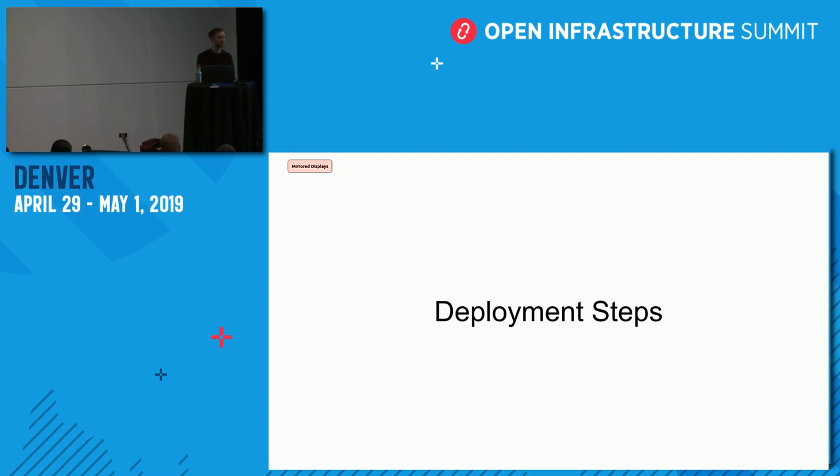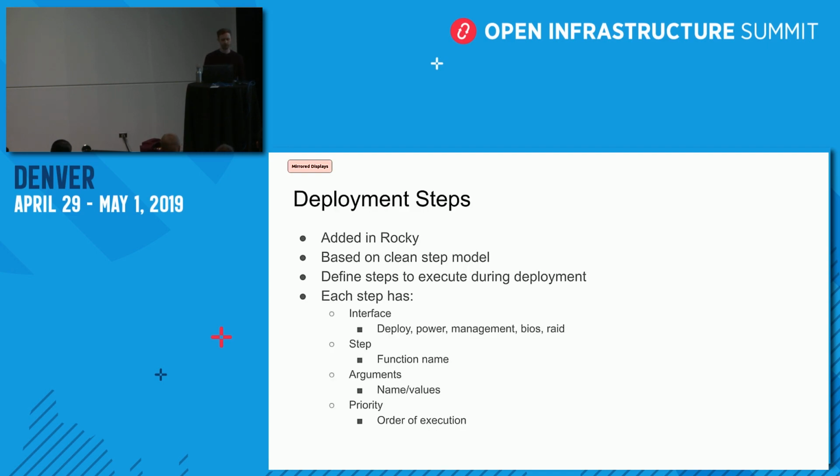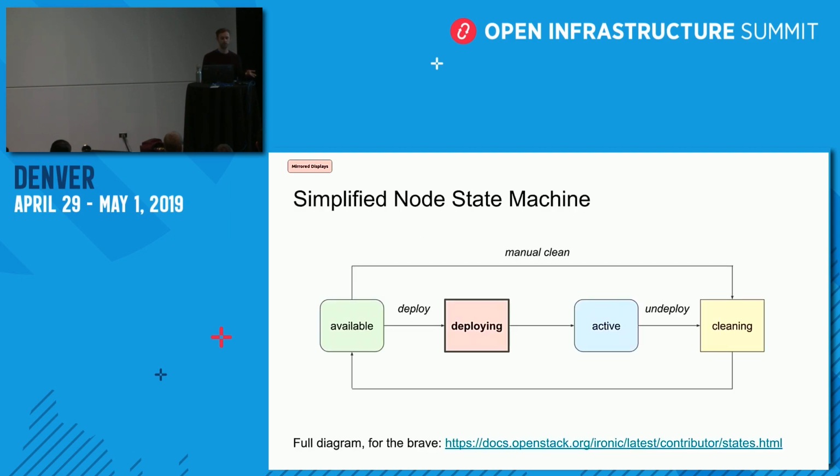So we'll move on to deployment steps, the first of the Ironic features that we're covering here. It was added in Rocky, thanks to Ruby for adding that. It's based on the clean step model, so it should be familiar to anyone who's used cleaning before. And we define the set of steps that we want to execute during deployment, much as we define in cleaning the set of steps that we want to execute during cleaning. So the step should be familiar. It has an interface, a step, a set of arguments, and a priority. Going back to our state machine, these steps are applied during the deploying state.